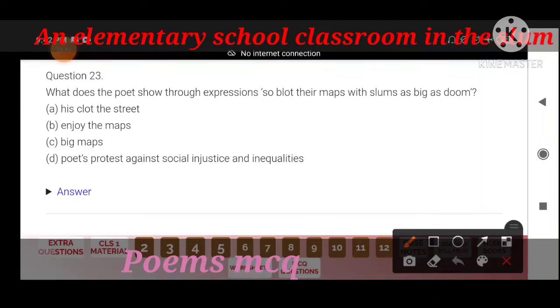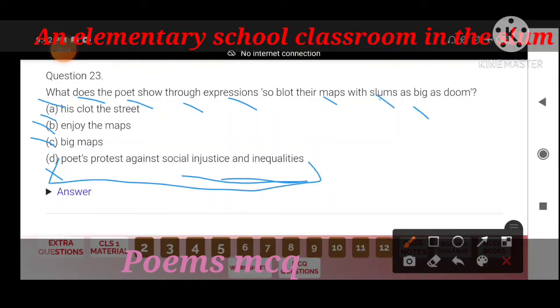What does the poet show through expression? Sow blood that maps with slums as big as dome. Is plot this street only. Enjoy the maps, big maps. Or poets protest against social injustice and inequalities. So answer will be D1. Poets protest against social injustice and inequalities.